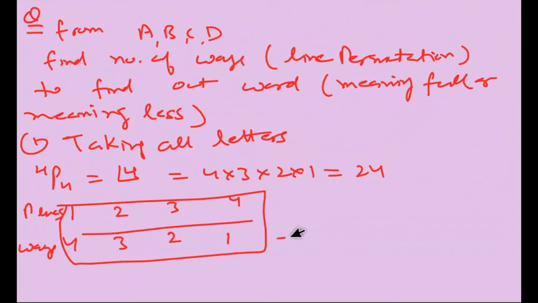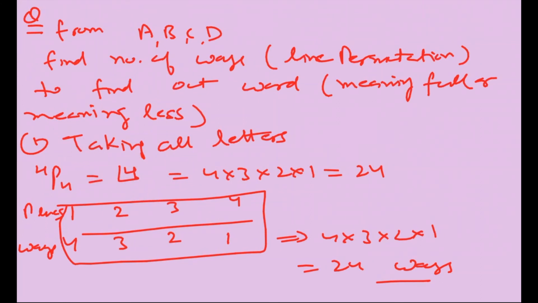So by this, 4 into 3 into 2 into 1, we can find 24 ways. This way you can also describe it: the first place can be filled in 4 ways, the second place in 3 ways, the third place in 2 ways, and the fourth place in 1 way. This is the theory and this is the formula. Any question you can solve anyway, but you have to learn the multiplication theorem and the formula also.